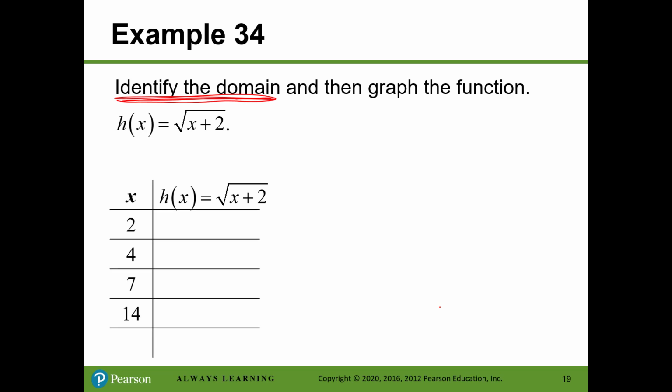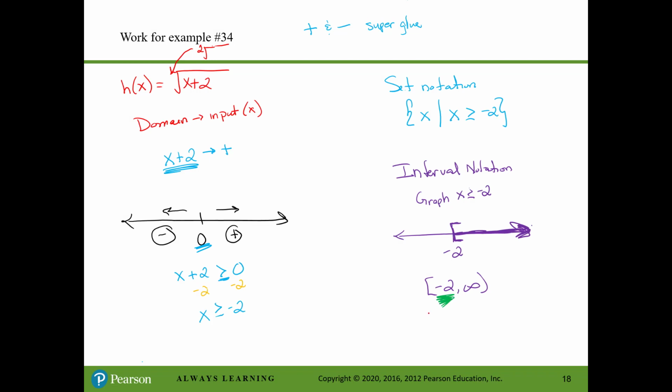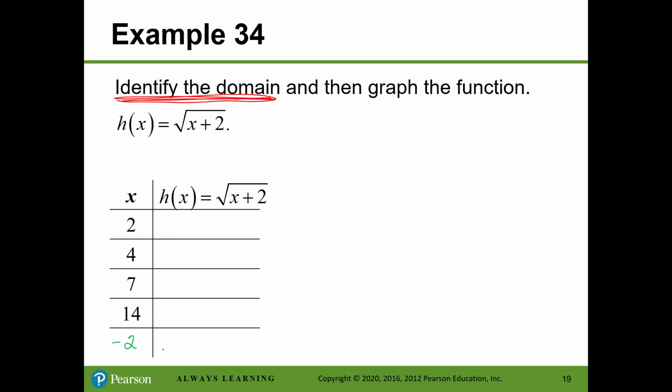You know, they only gave me positive numbers. I'm going to plug in this negative 2 because we said, based on the domain, we could actually start at negative 2. So the square root of negative 2 plus 2 equals what? Yeah, the square root of 0. What's the square root of 0? Yes, 0. Cool? You're allowed to plug in that negative 2. And then I'll go to the positive 2. The square root of 2 plus 2 is equal to the square root of 4, which equals, yes, 2.